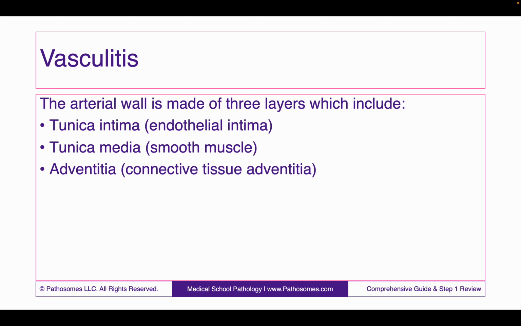The arterial wall is made of 3 layers, which include the tunica intima, the tunica media, and the adventitia. The tunica intima contains the endothelium. The tunica media has a lot of the smooth muscle, and the adventitia is the connective tissue.